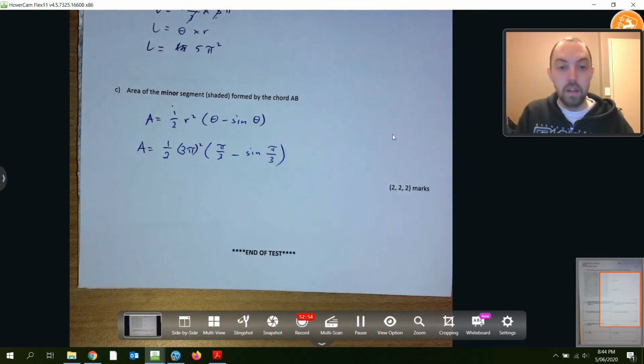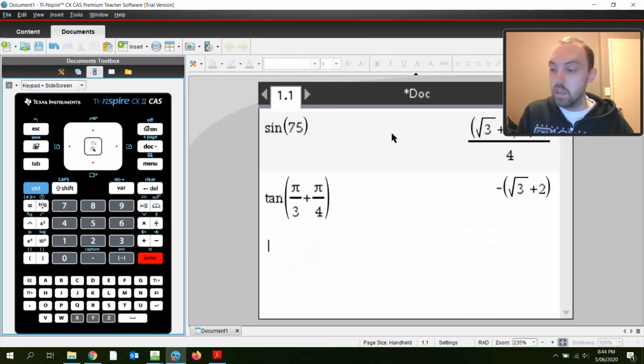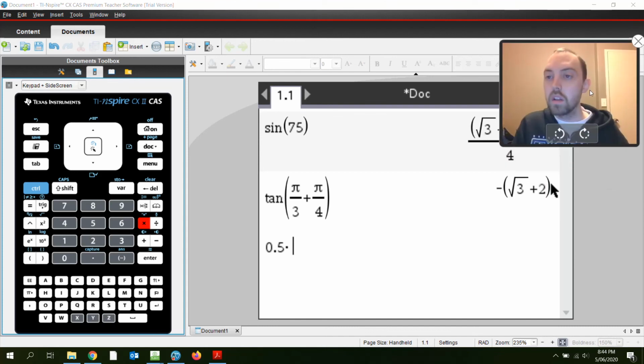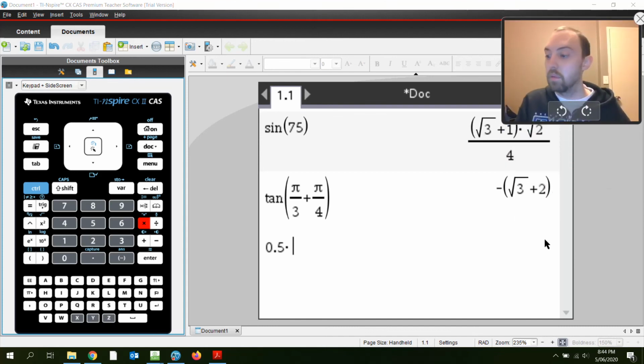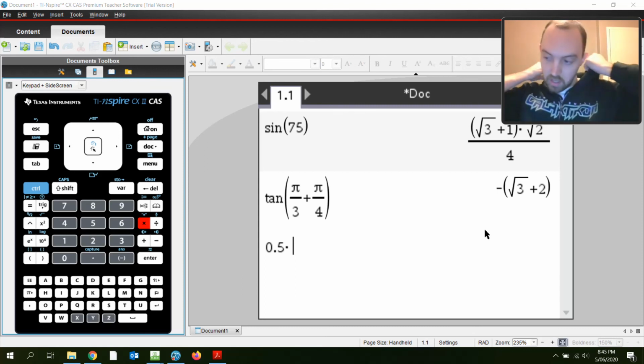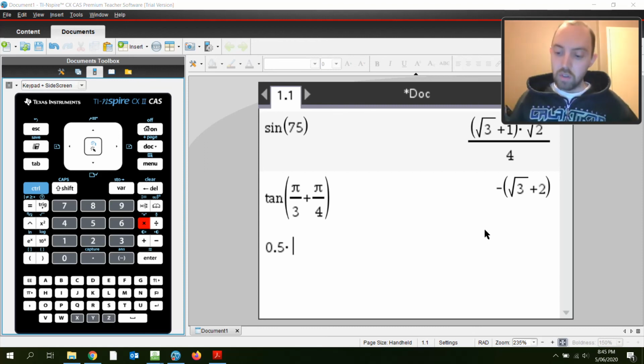Alright, now that we've got everything substituted in, I can go to my calculator. I gotta check that I'm in radians because I'm using a trig function. If I'm using radians in my trig function, then the calculator needs to be set to radians.